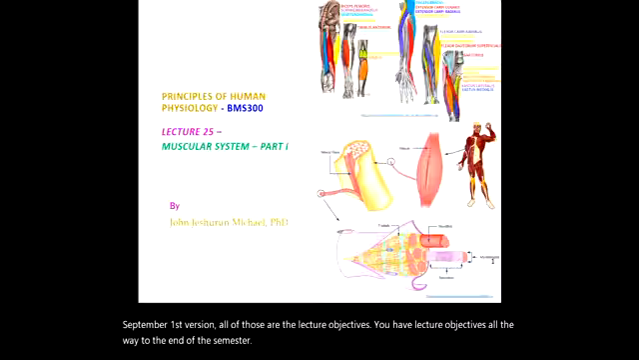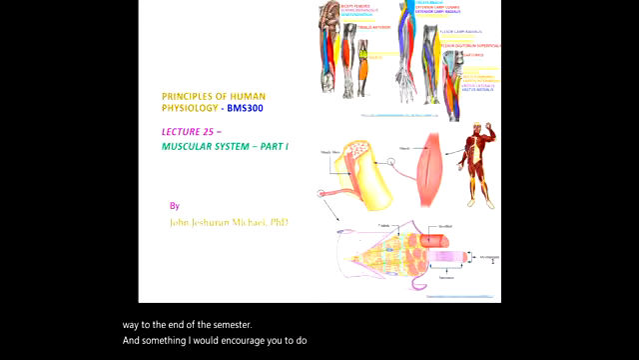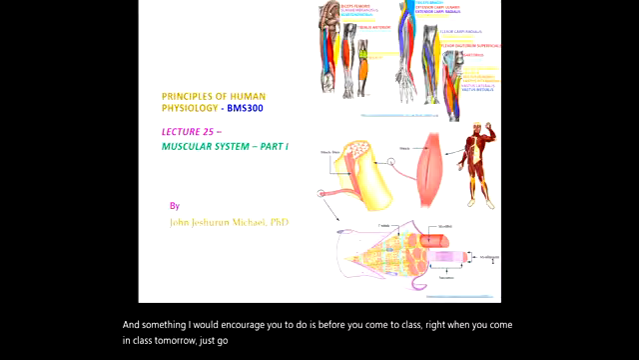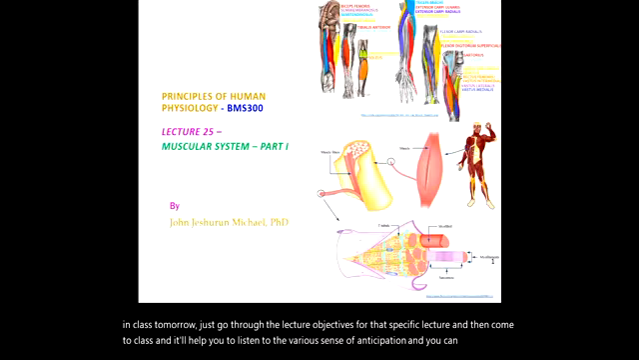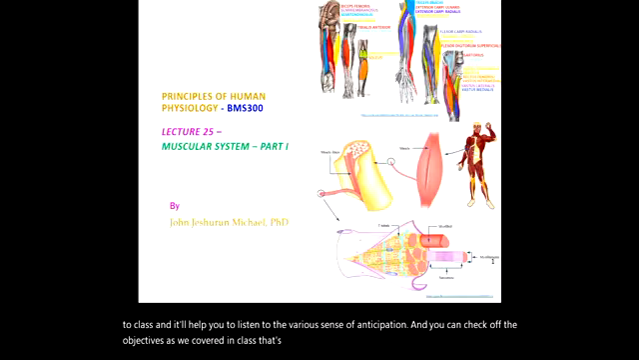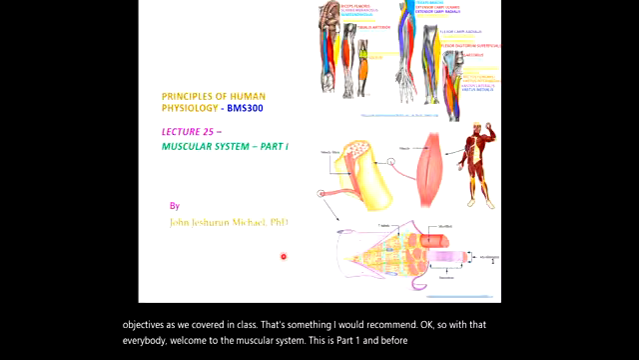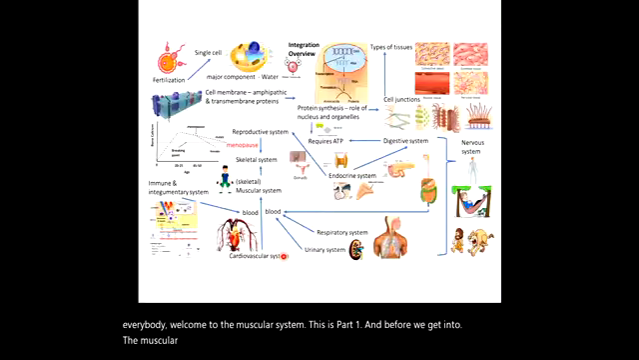And something I would encourage you to do is, before you come to class, like when you're coming to class tomorrow, just go through the lecture objectives for that specific lecture and then come to class, and it'll help you to listen with a greater sense of anticipation, and you can check off the objectives as we cover them in class. That's something I would recommend. Okay, so with that, everybody welcome to the muscular system. This is part 1. And before we get into the muscular system, I want to begin with this overview integration slide.